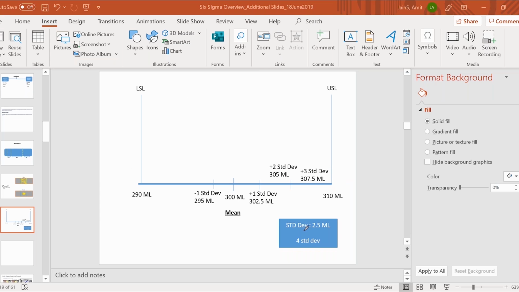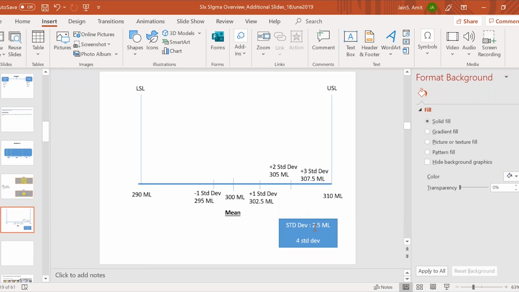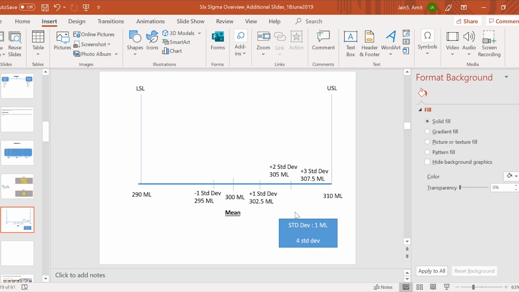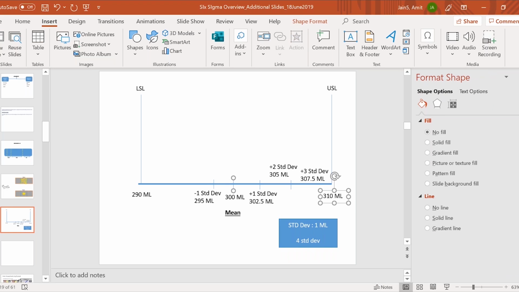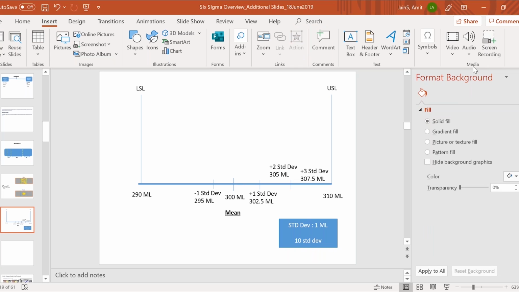Okay. Let's say we again worked on the process, and instead of 2.5 ml, we reduced it down to 1 ml. So what is happening now? I am able to fit 10 standard deviations between the mean and the specification limit. 10 standard deviations. So my graph would look something like this. Same graph, it'll look something like this.